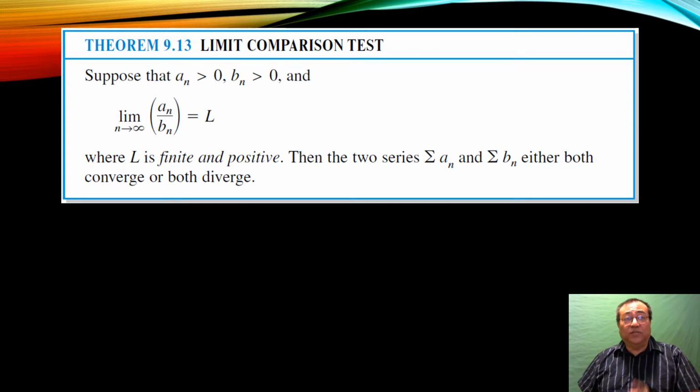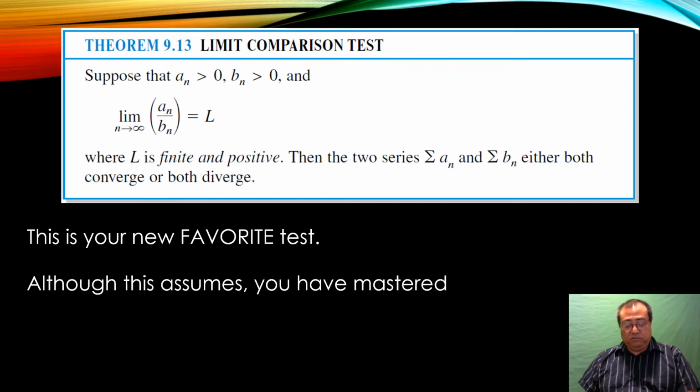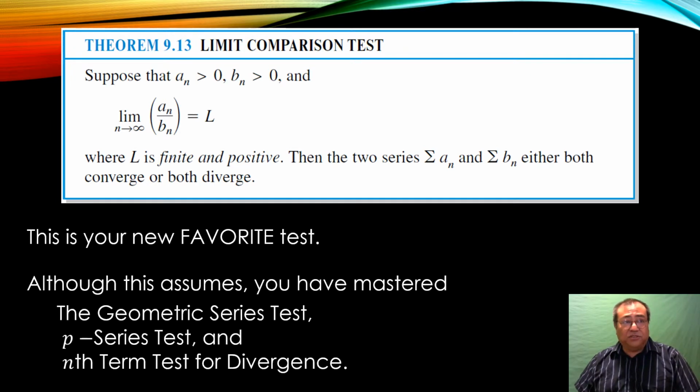So this is the good one. This is your new favorite test. It does require that you have mastered the geometric series test, the p-series test, and the n-term test for divergence. But these were easy. The geometric series test is easy, though some of us still have difficulty recognizing a geometric series, because they will write it as 1 over 3 to the n or 1/3 to the n power. You have to recognize that those two are the same.